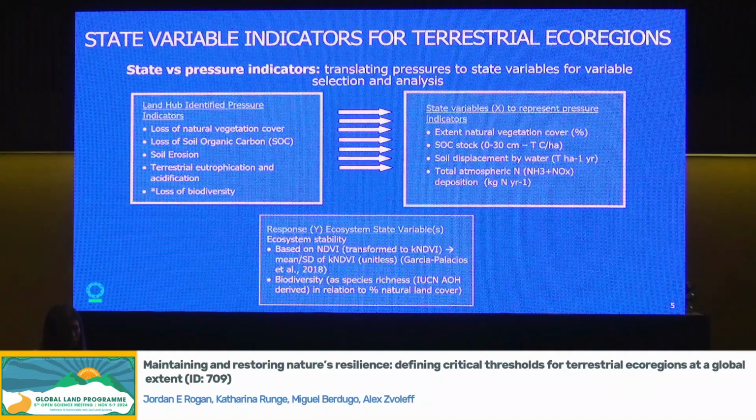So we used time series of NDVI from MODIS from 2000 to 2023, and the metric is essentially derived by taking the average of NDVI over the standard deviation to understand the level of stability. We did transform NDVI to kNDVI, which is thought to be more closely related to productivity on land and also not subject to some of the issues with NDVI such as saturation or bias.